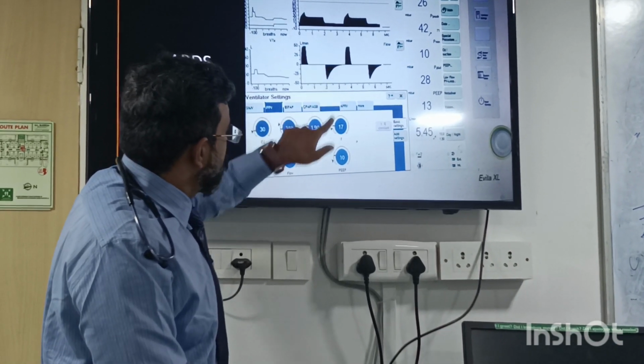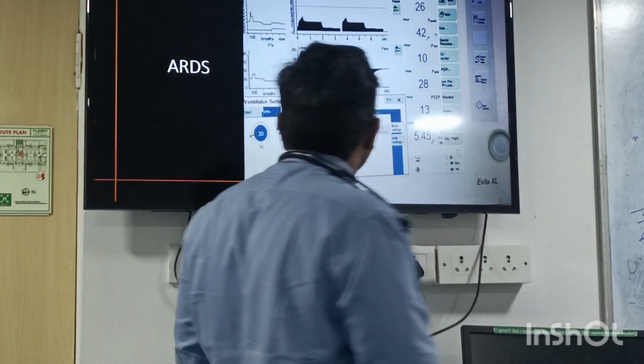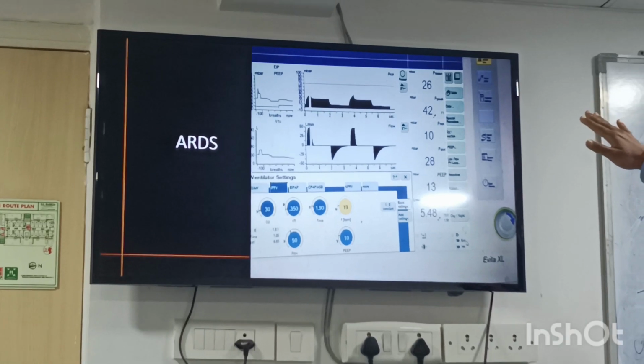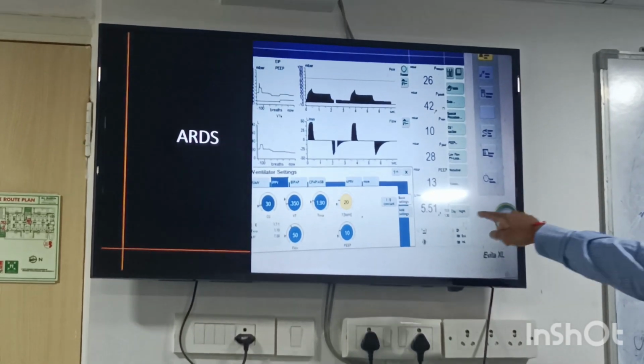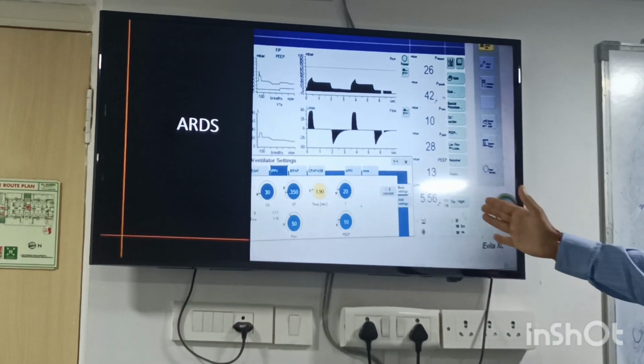My inspiration to expiration ratio is 1:1 most probably. Alright, 1:1. My plateau pressures are 28, my peak pressures are 48. I want to increase my minute ventilation further because minute ventilation is lower, it is 5 liters. I am increasing minute ventilation.